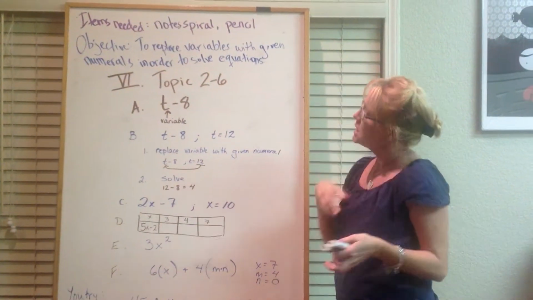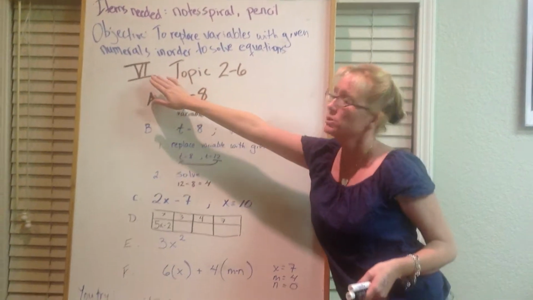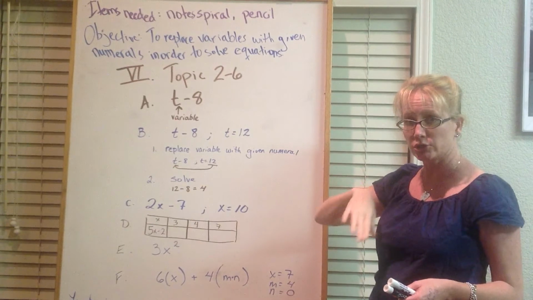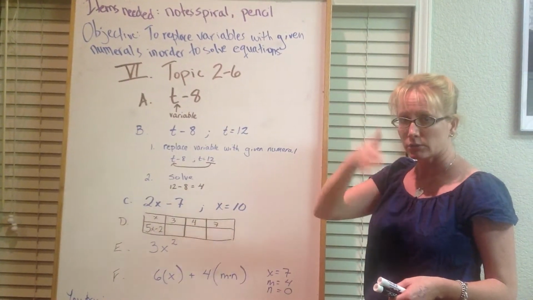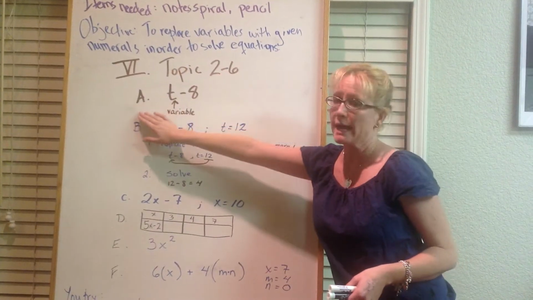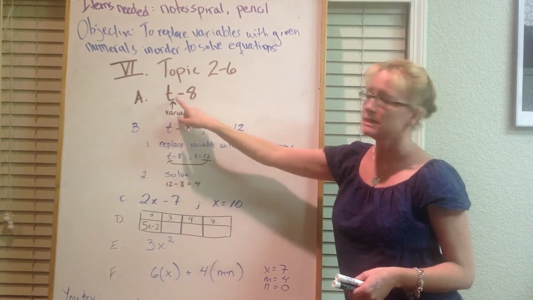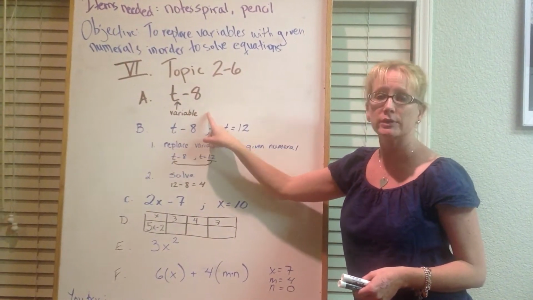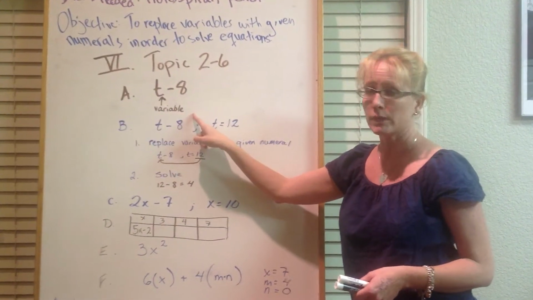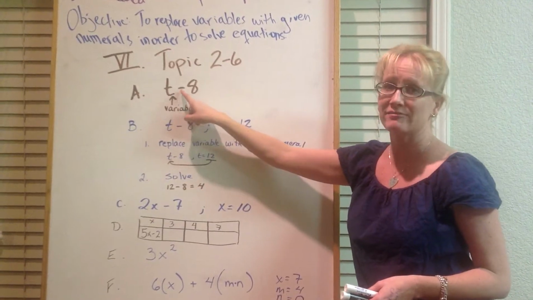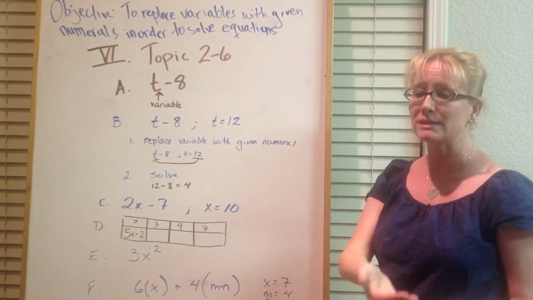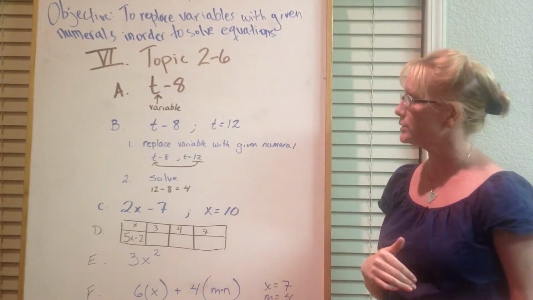We can do this. So you're going to put a Roman numeral 6 and write topic 2.6. We skipped topic 2.5, so I know that it goes 3, 4, 6. It's okay. And we're going to put the letter A, and you're going to write this down, t minus 8. What we need to remember is that when there's a letter inside of a math problem, that's called a variable. So our goal today is to replace the variables with numerals, but not just any numerals. They're going to be given numerals or numbers.